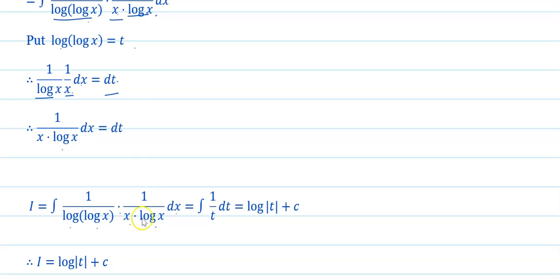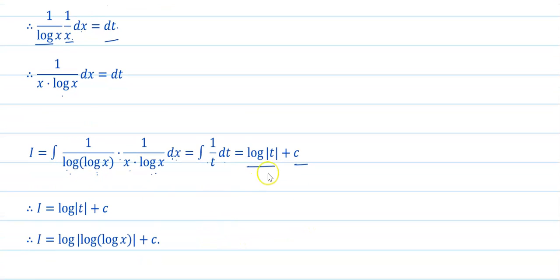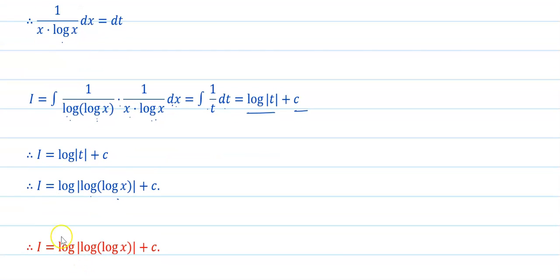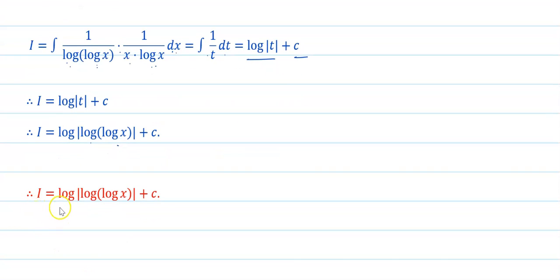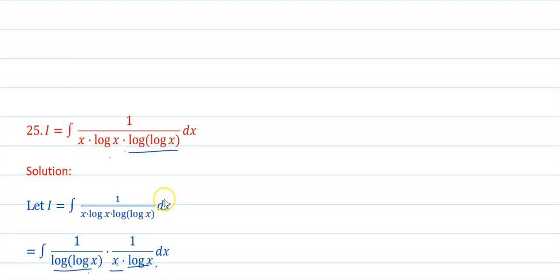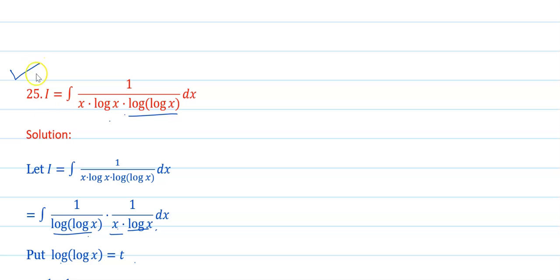The value of 1 upon x log x into dx ची value किती आली तर dt आली. 1 upon log of log x is a t, and hence integral 1 upon t into dt. Its integral is log of mod of t plus c. Replace the value of t. What is the value of the t? Log of log x. Okay, and hence the answer is I is equals to log of mod of log x plus c. Okay. Easy question है तो substitution.